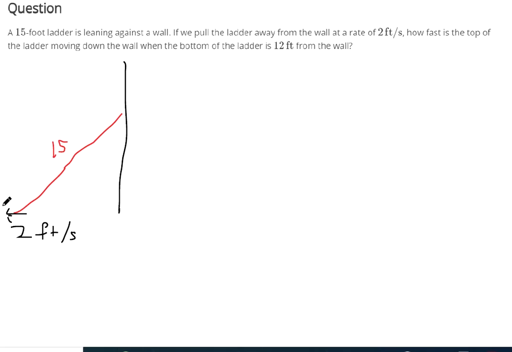Oh man, I can't draw with this thing. And then we can pull it further away, and it's here. It's getting further and further away. As it gets further and further away from the wall at 2 feet per second, the height it reaches up the wall is getting lower.